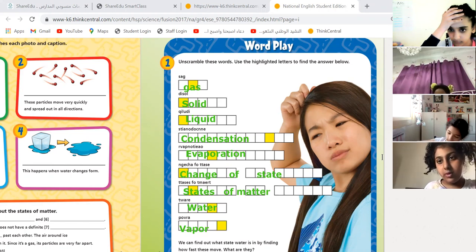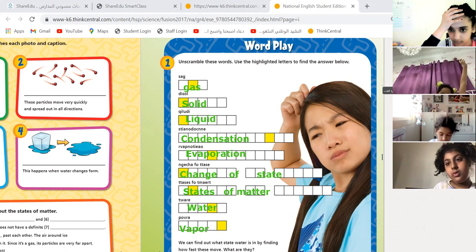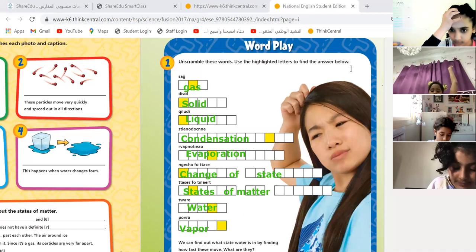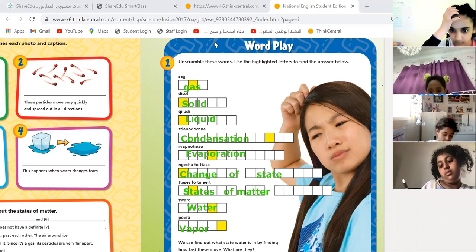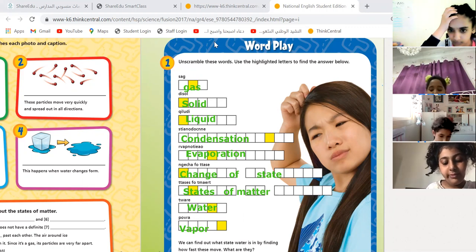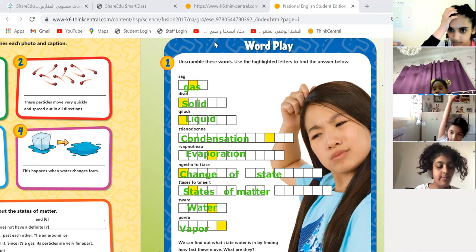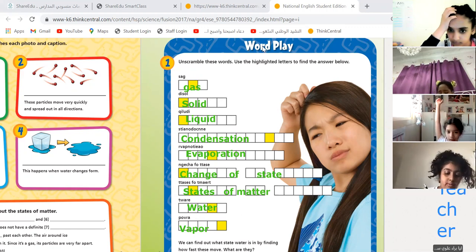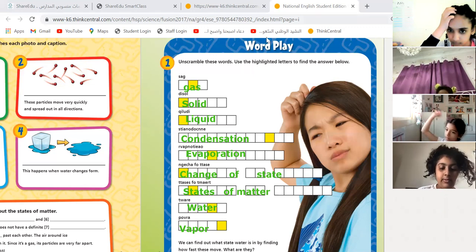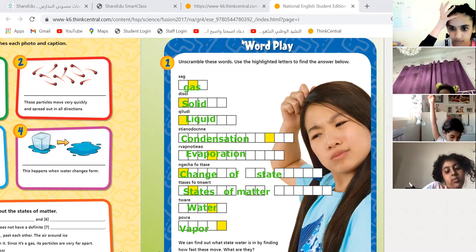Now, who knows the answer down here? We can find out what state water is in by finding how fast these move. What are they? I think it is acidity. It starts with P. I think I know it. I forget the word, but I know it. Okay, tell me, who knows it? Excellent. It is particles.